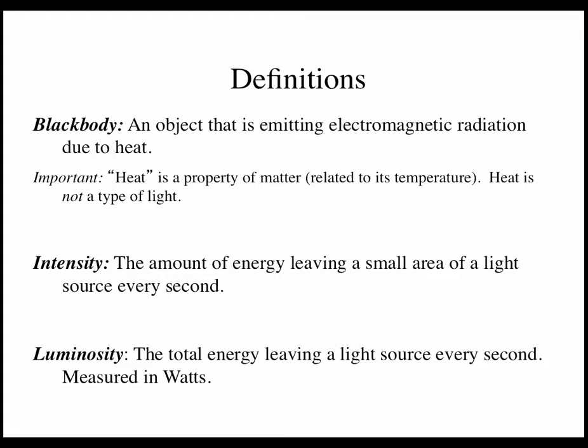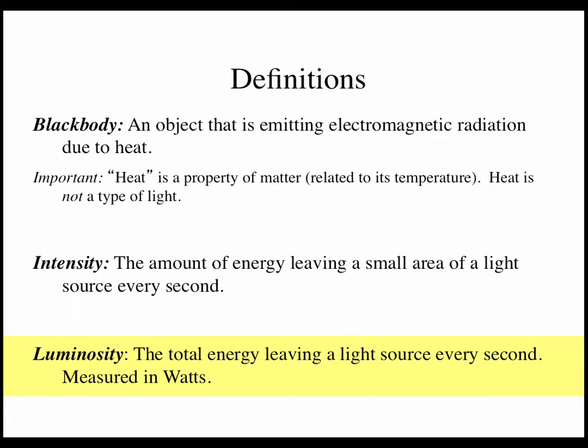If we were to turn down the dimmer switch so that not very much light was coming out of that little square and it was easy to look at, we would then say that that light bulb had a low intensity. The final term is luminosity.